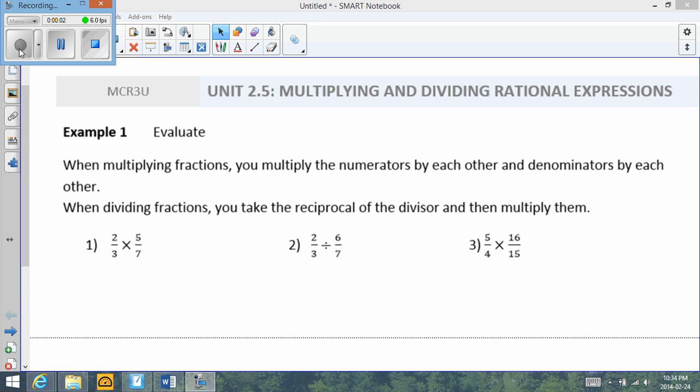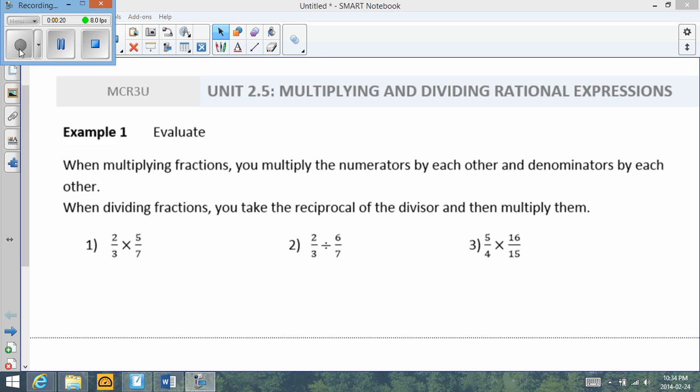Okay, so today's lesson is multiplying and dividing rational expressions. So yesterday we were focusing on simplifying them by factoring numerator and denominator and canceling. Now we're actually multiplying and dividing those rational expressions.